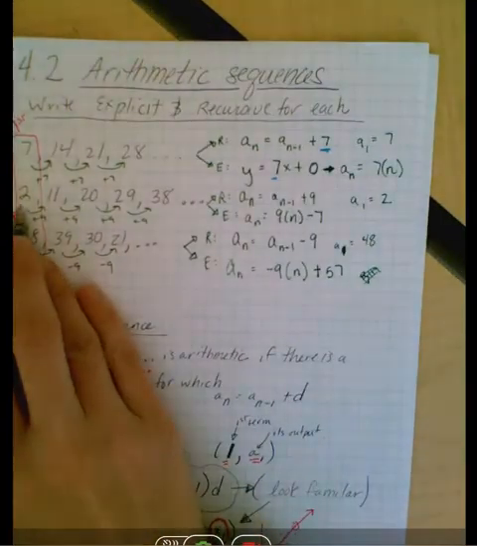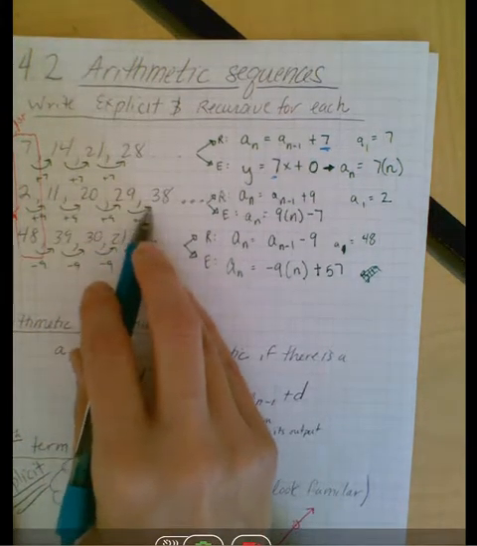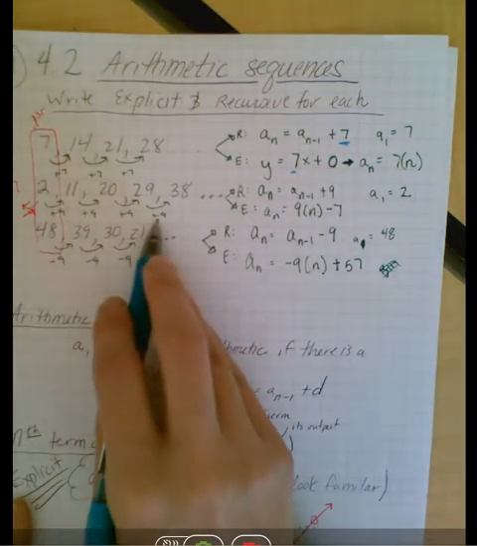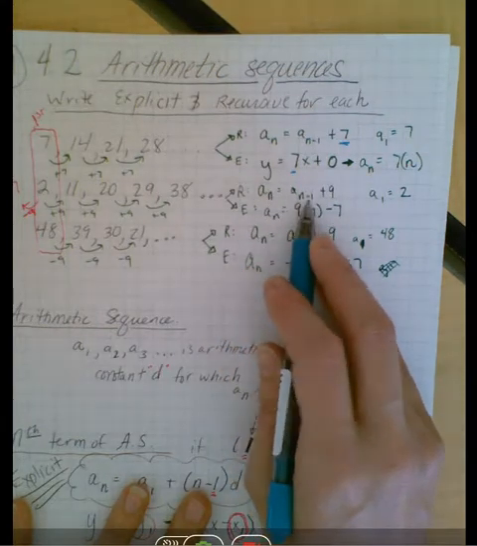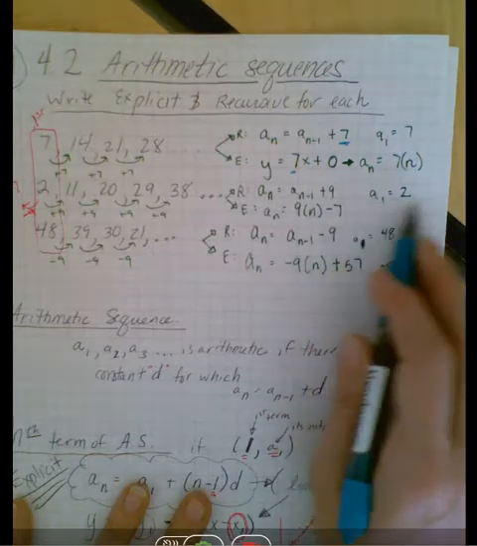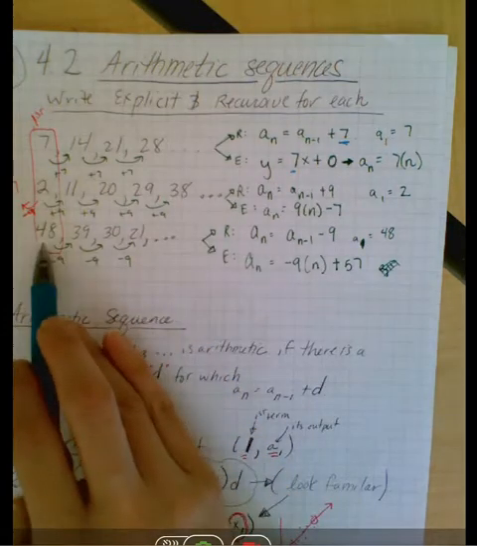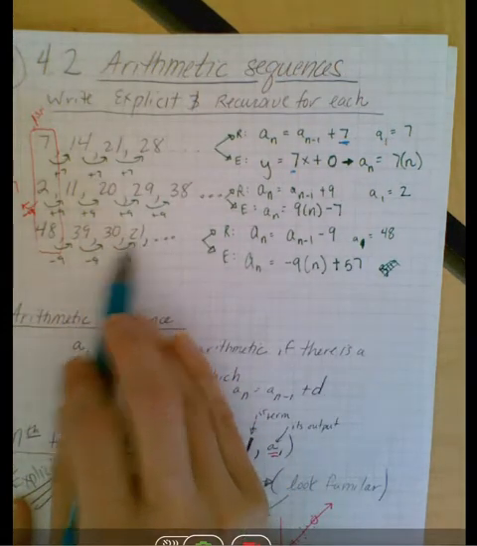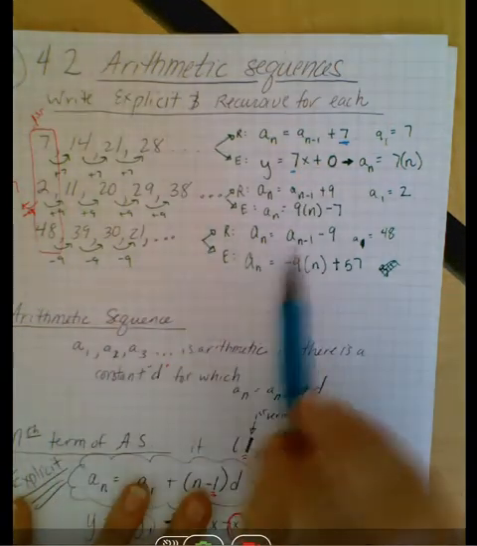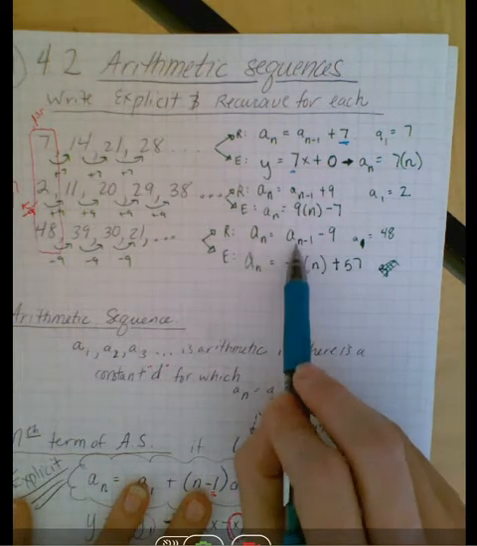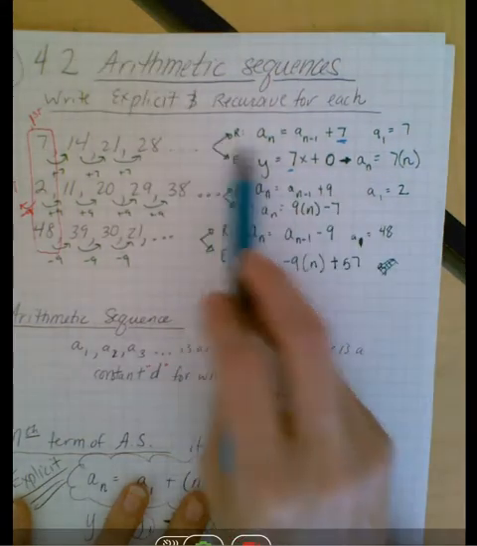Okay, let's look at this one. 2, 11, 20, 29, 38. So I have a common difference of positive 9. Recursively, this is a sub n equals a sub n minus 1, the past term, plus 9, where I began with the term 2. Boom. One more we're going to look at recursively. 48, 39, 30, 21. I'm losing 9 or adding negative 9, depending on how you want to express that. So to get from my previous term to my next term, I subtract 9 with an initial term of 48. So those are all written recursively.